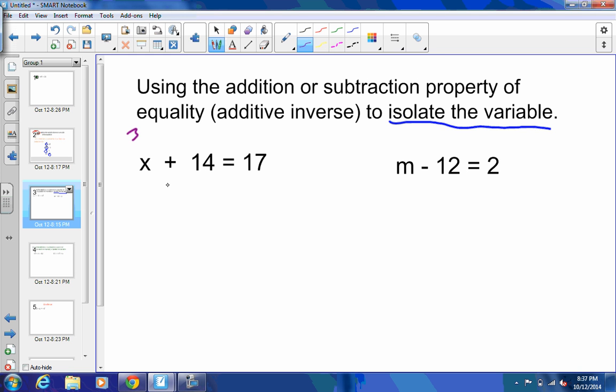And in this case, we can use the subtraction property of equality. If we want to isolate this x, I'll circle it or put a box around it. We want to leave that by itself on this side.